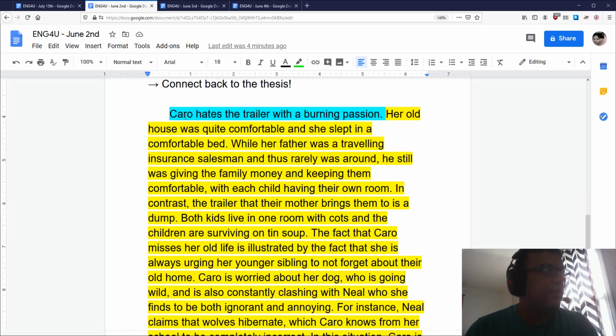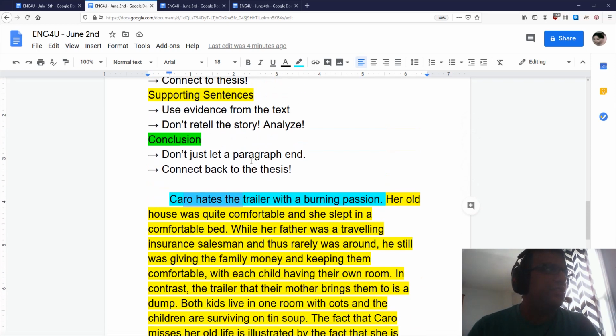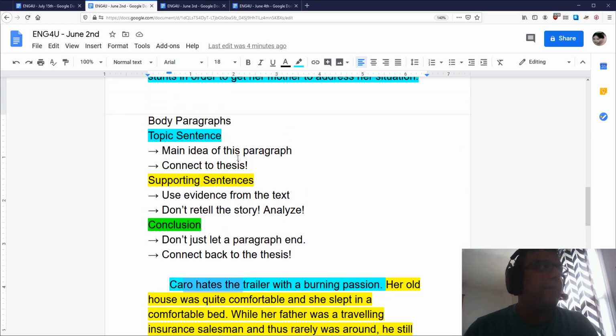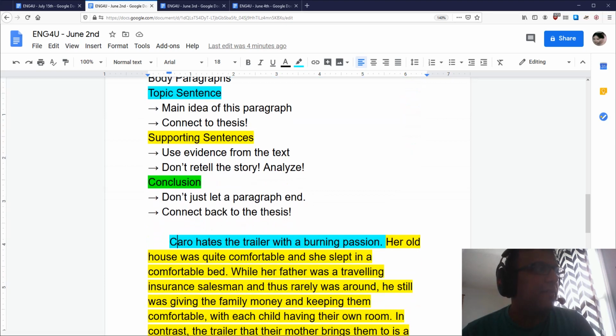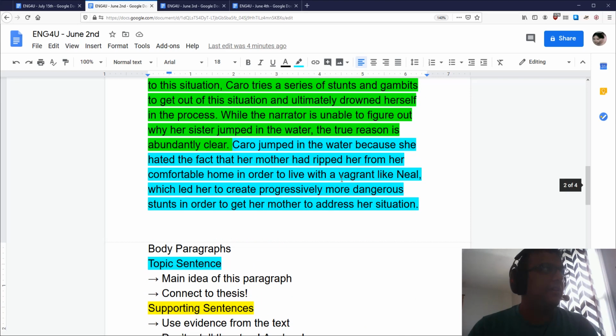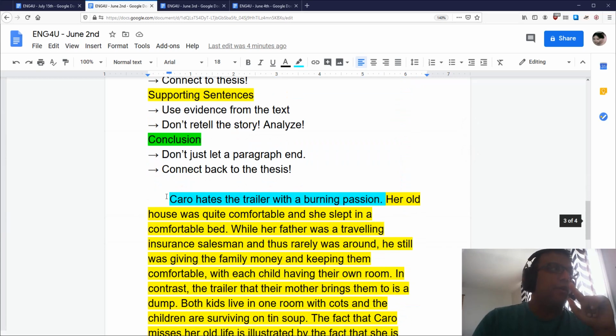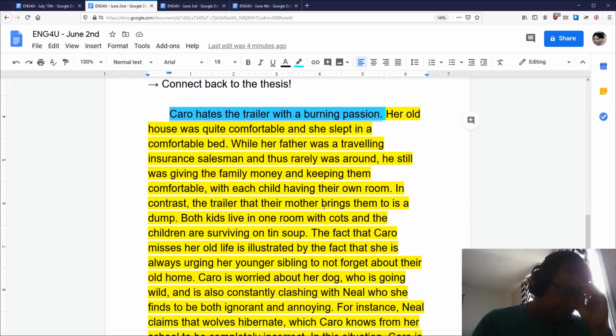So here I've got my body paragraph. It's going to start with a topic sentence, and you want to make sure your topic sentence connects to your thesis. So my topic sentence here is: Caro hates the trailer with a burning passion. That connects to the fact that, just like it says here, she hated the fact that her mother had ripped her from her comfortable home. So that connects directly to my thesis. It's always good to have these first sentences connecting straight to the thesis.